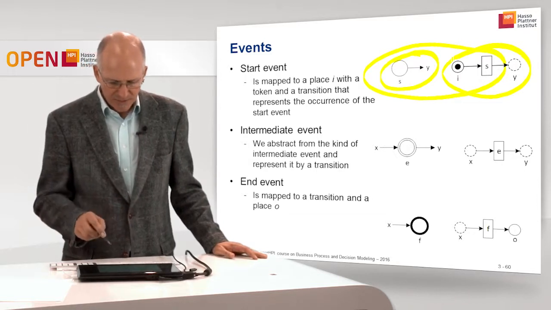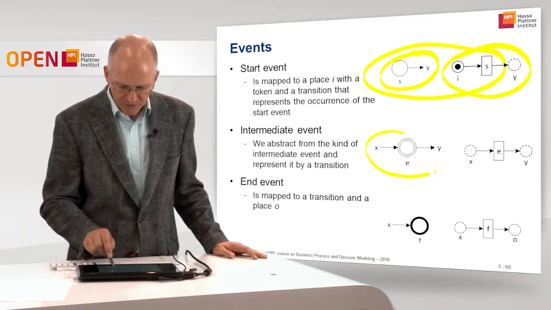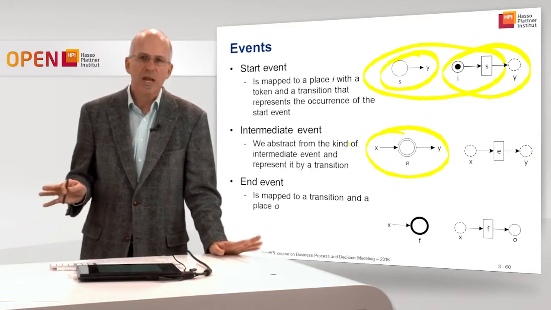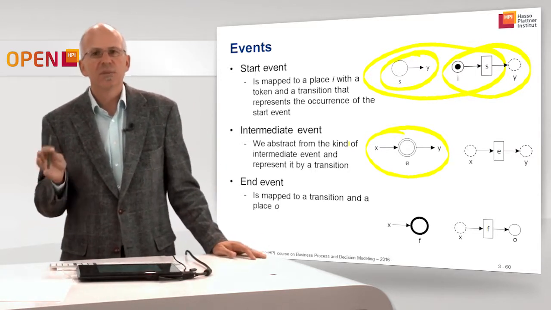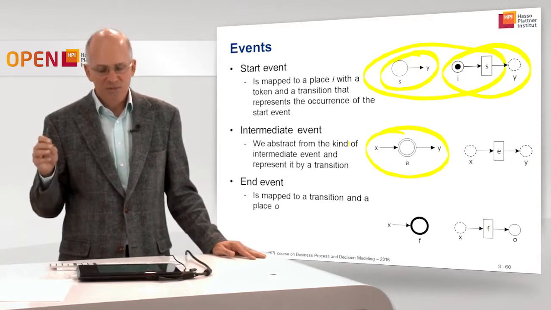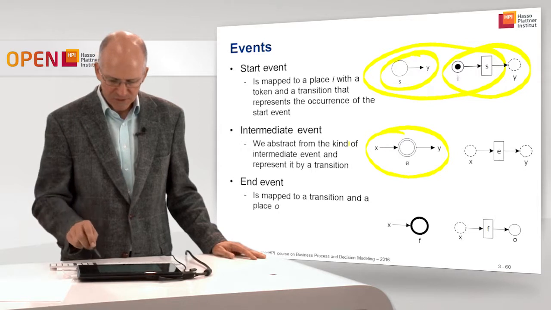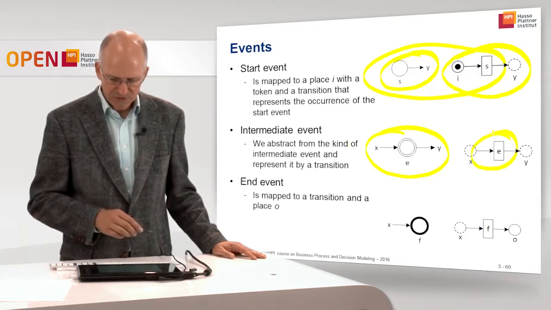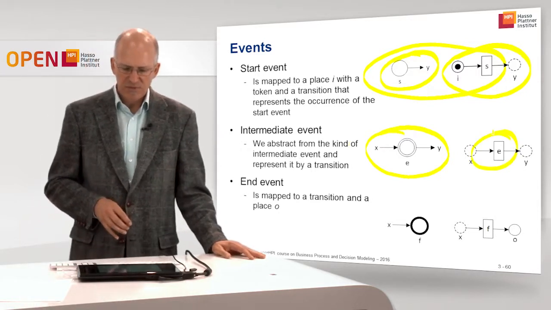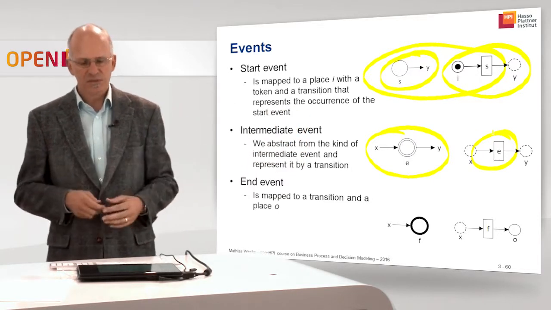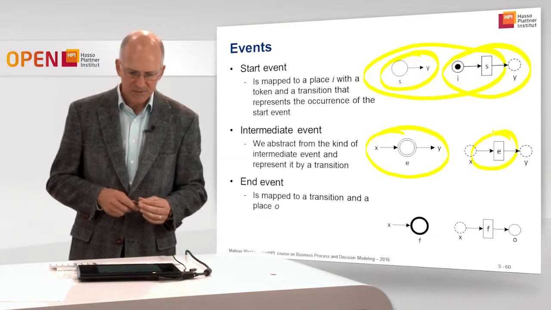In terms of intermediate events, we don't look at the internal structure of the intermediate events. We don't care about it. It's just important that something needs to happen there, and this is again represented by a transition, just the firing of a transition E. So if the previous activity is completed, then of course the intermediate event happens.